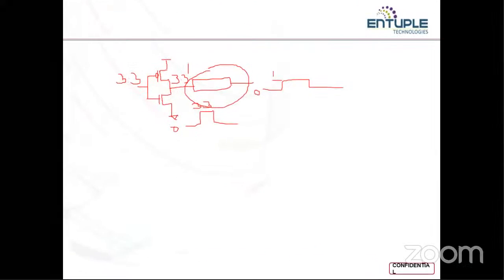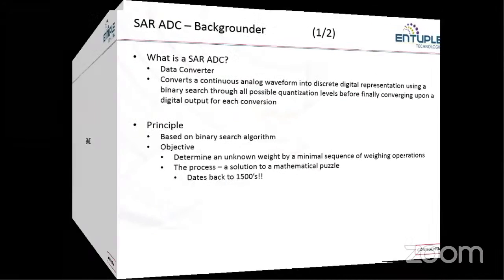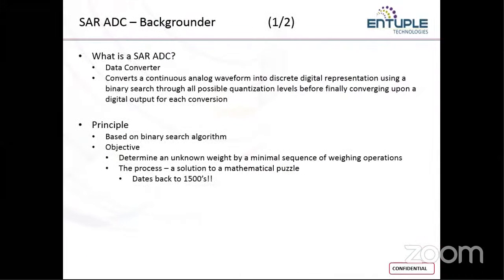Okay. So what we'll do next is we'll move into the example that we were planning to discuss. Okay, SAR ADC. So what is SAR ADC? This is a data converter, which converts the analog waveform into a discrete digital representation. So whatever we see, whatever we hear, all the signals are analog in nature. So how to process this? How to convert the analog signal into a digital signal?